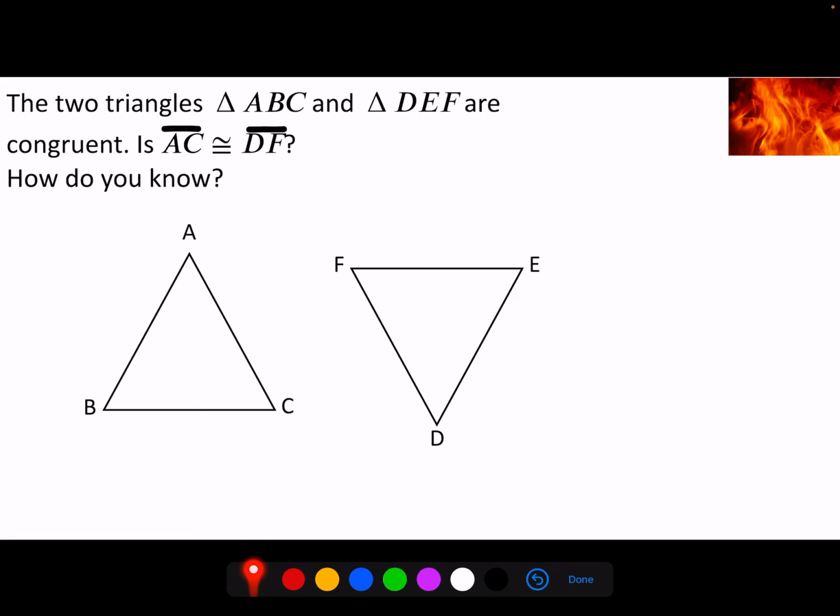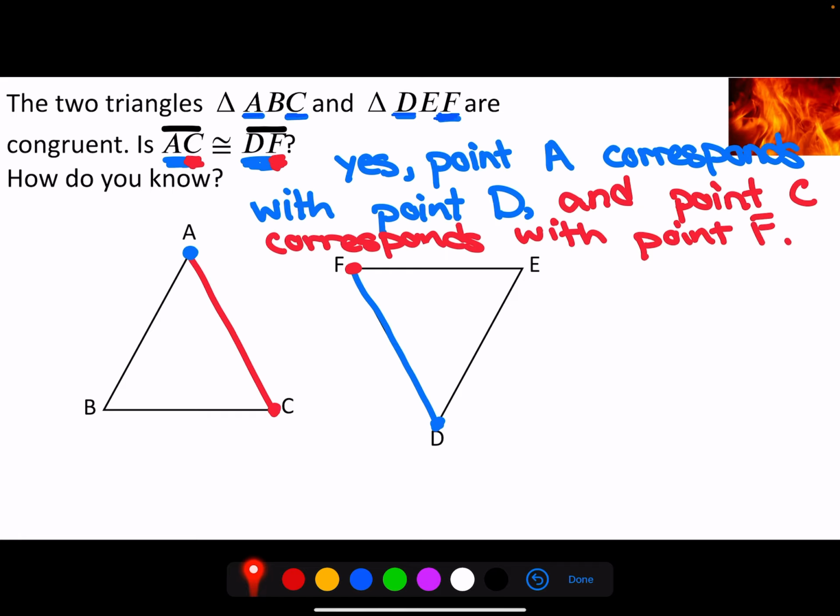So ABC and DEF are congruent, meaning that point A corresponds to point D, B corresponds with point E, and point C corresponds with point F. So therefore, if A goes with D and C goes with F, well, then that means that segment AC would be congruent to segment DF because they're corresponding pieces.